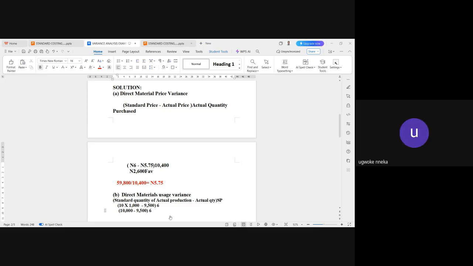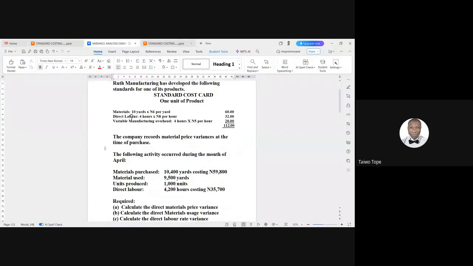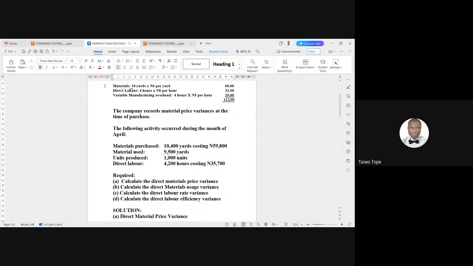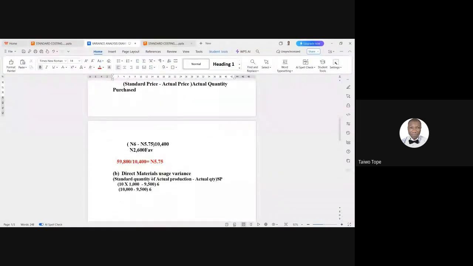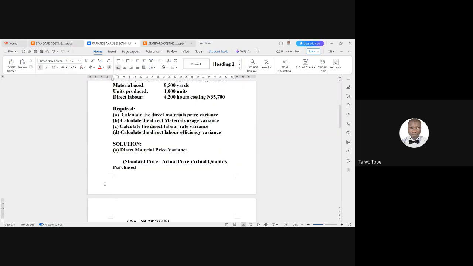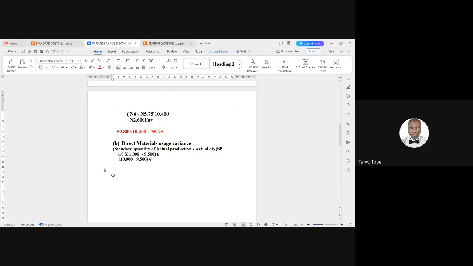The 10, ma, multiplied by 1. Yes, sir. So this is it, ma. The standard quantity, see it here, 10 yards, in relation to your actual unit produced of 1,000. So that is the standard quantity of actual production. 10 multiplied by 1,000, you have 10,000. The actual quantity used, that is material used, 9,500.